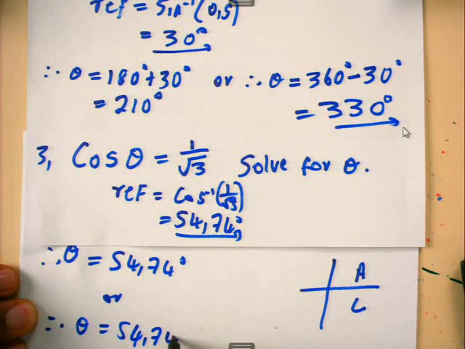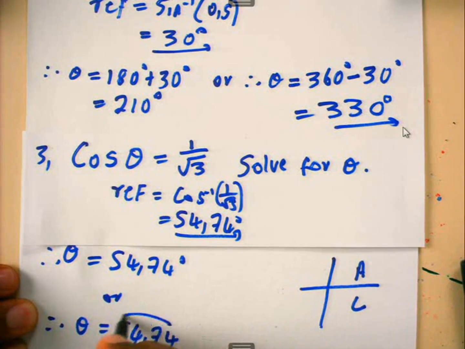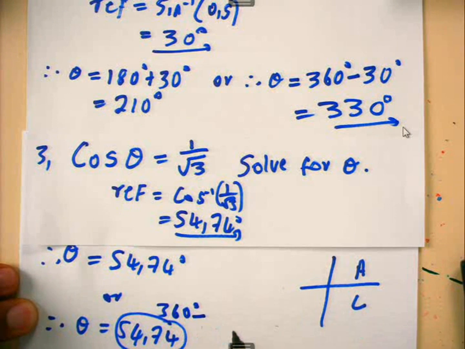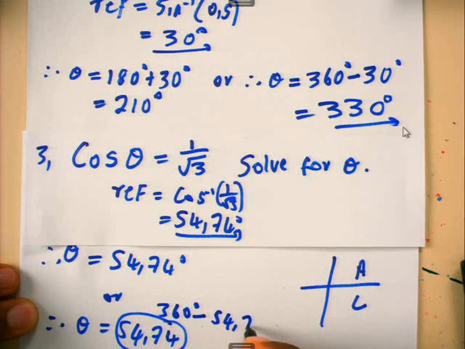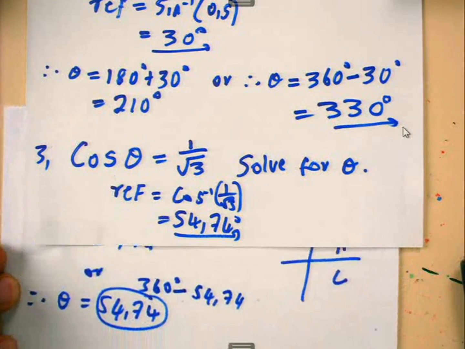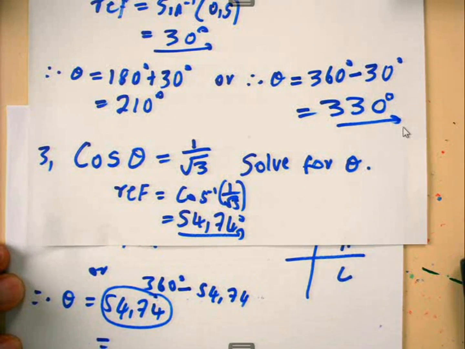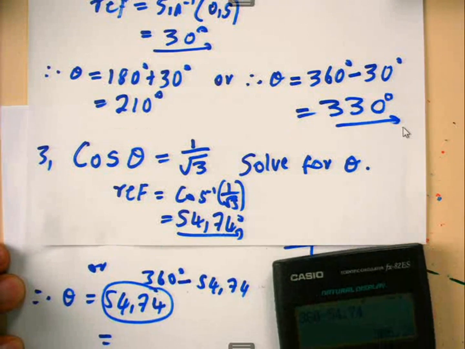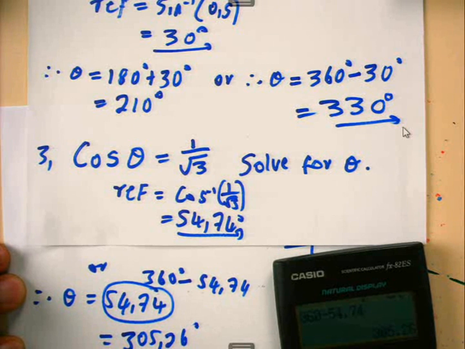Therefore, here theta is equal to 360 degrees minus 54.74 degrees, because now it is in the fourth quadrant. We take 360 degrees minus 54.74. Then the answer there is 305.26 degrees.